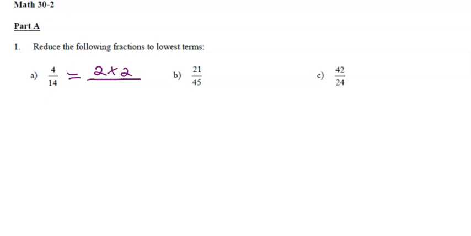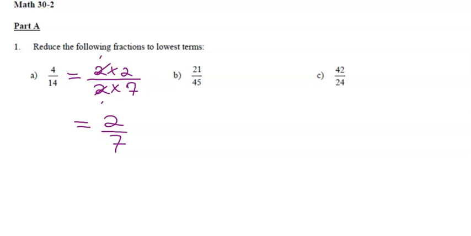So what are we going to write 4 as? Well, 4 is 2 times 2. What's 14? 2 times 7, right? How many times does 2 go into 14? It's 7. Try and write a 7. Cross off these 2's, and we're left with 2 over 7.